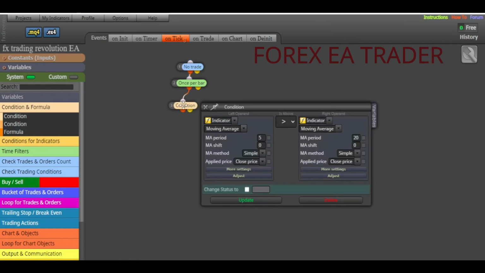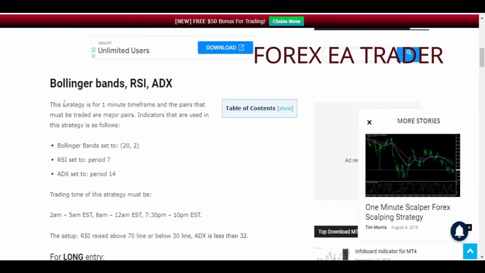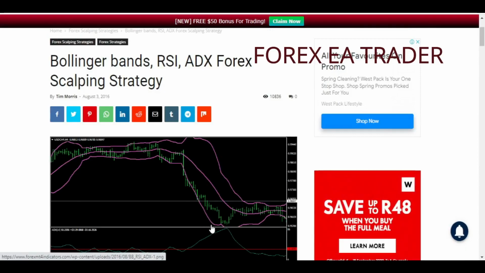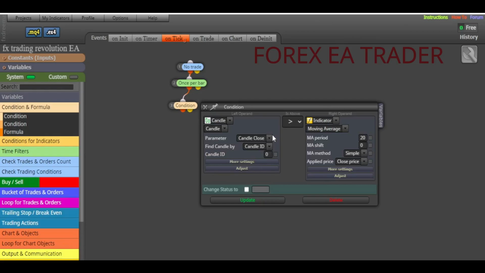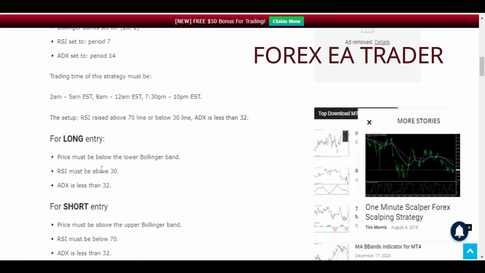Then we're going to double click and go in there. Then we are going to look for candles. We want price to be below the lower Bollinger Band level. So we want our candle to be below. We can use candle 0, which is the current candle, or you can use the previous candle. Let's choose the previous candle. The current candle is candle 0, so we'll use the previous candle, which is candle 1. So candle 1 needs to be below the lower band.